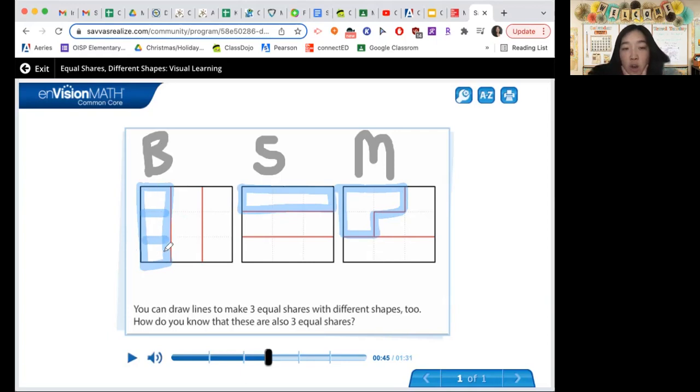How many pieces of chocolate does Billy get? 3. How about Sarah? 3. And what about Maddie? 3. So even though some of you guys said, well, they're different shapes, some of you said, well, they're different sizes, each of those squares are the same exact size. So even though this one might look bigger, even though they're different shapes, are all 3 students actually getting the same amount of chocolate? Yes, they're all getting the same amount, which is 3 squares. Very good.